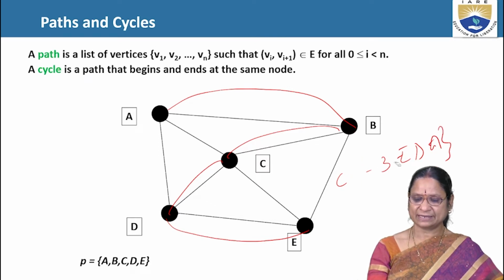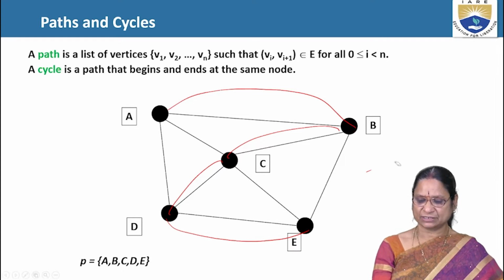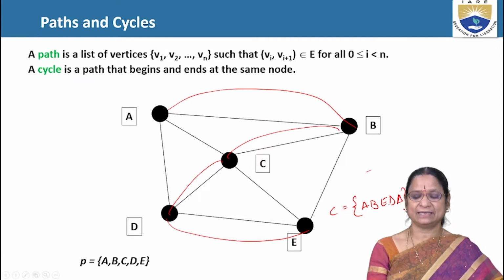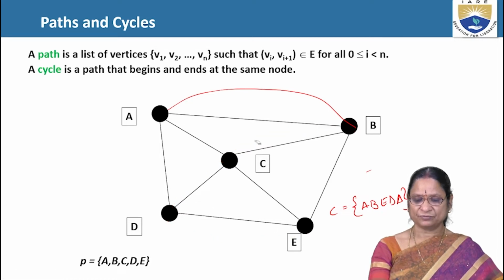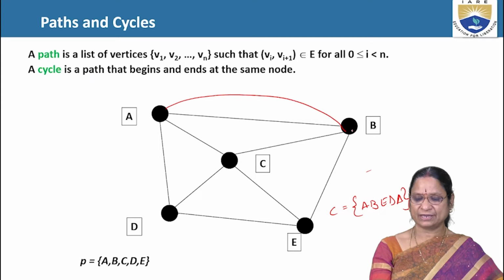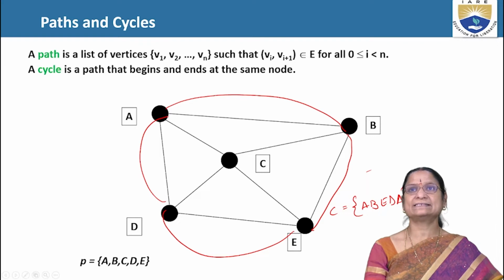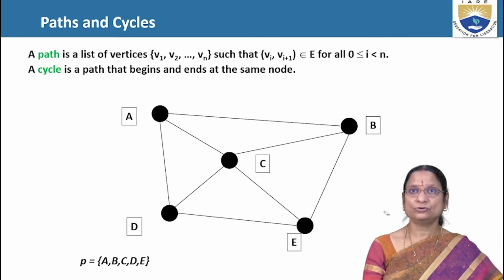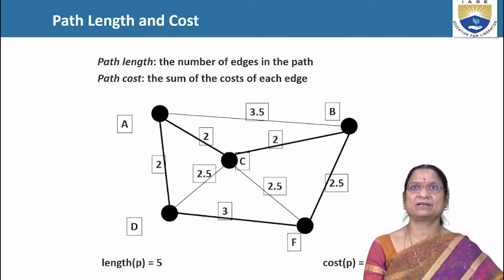So a cycle is a path in which the first and last vertices are equal. We have a path consisting of A, B, E, D, A. The path starts from vertex A: A to B, B to E, E to D and D to A. So a cycle forms. A graph may consist of a cycle, and through this characteristic only we can distinguish it from a tree.